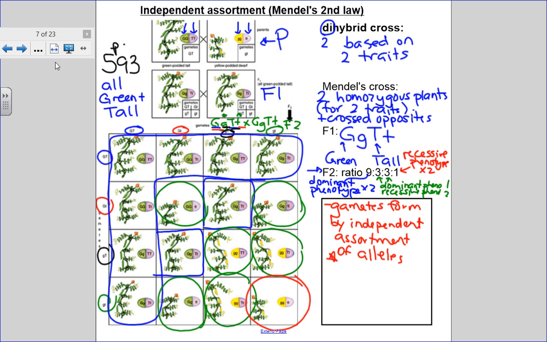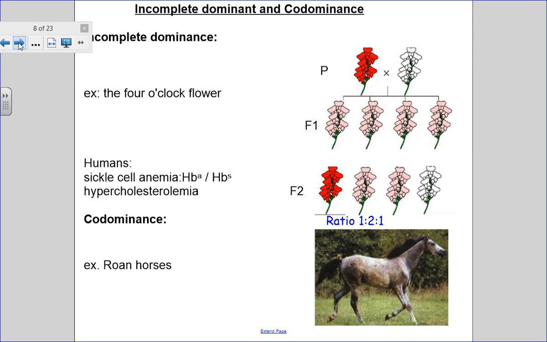Does anyone have any questions that they want to ask so far? So I have two other scenarios that are a little bit different from just a plain monohybrid cross that I'd like to show you. One of them is called incomplete dominance.